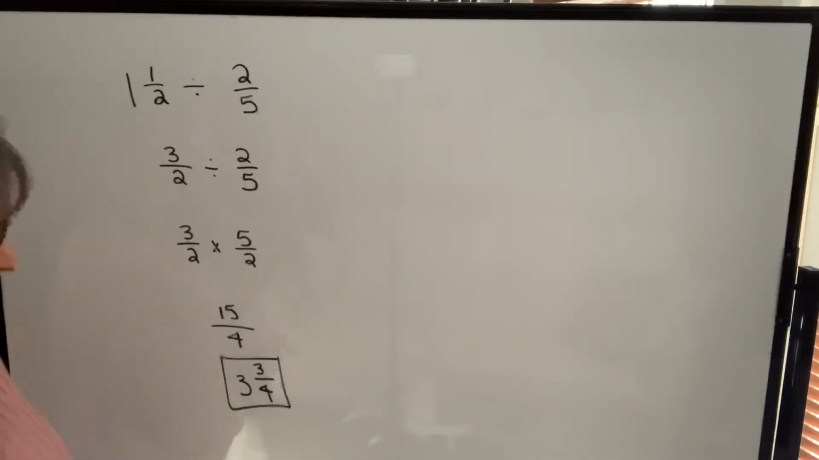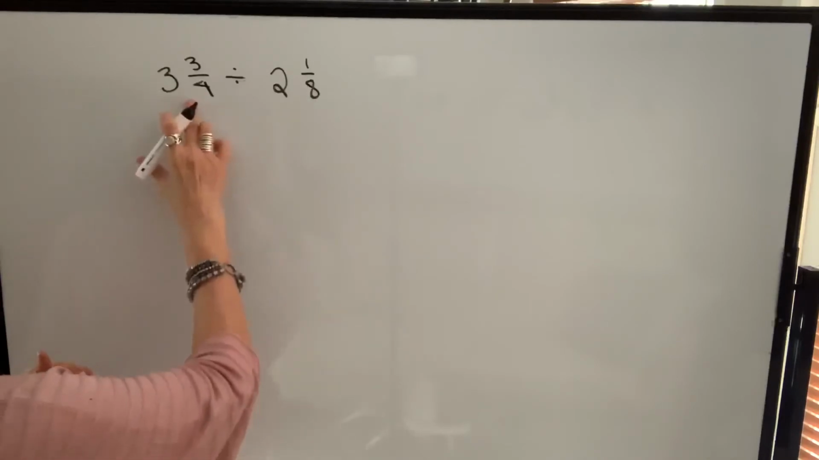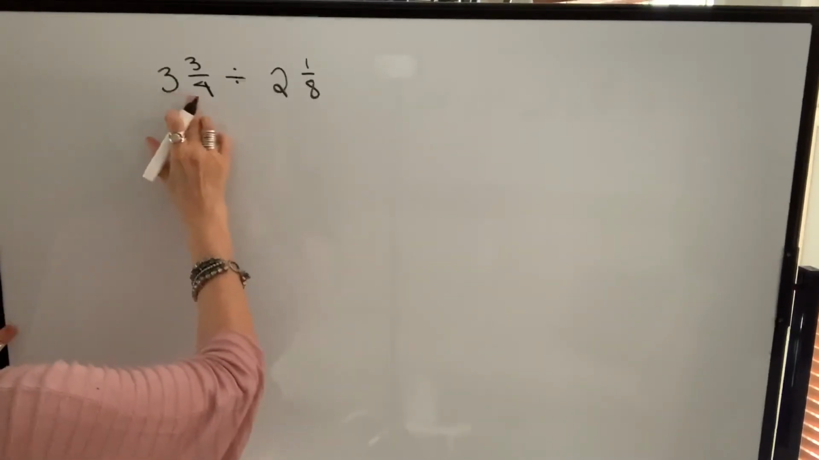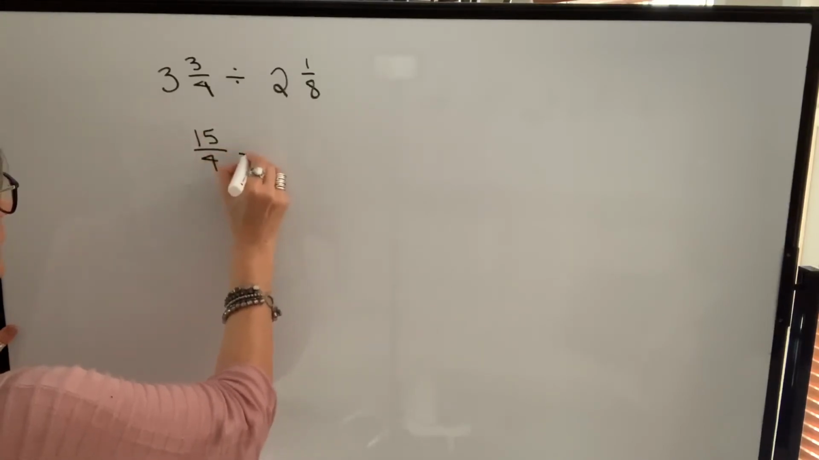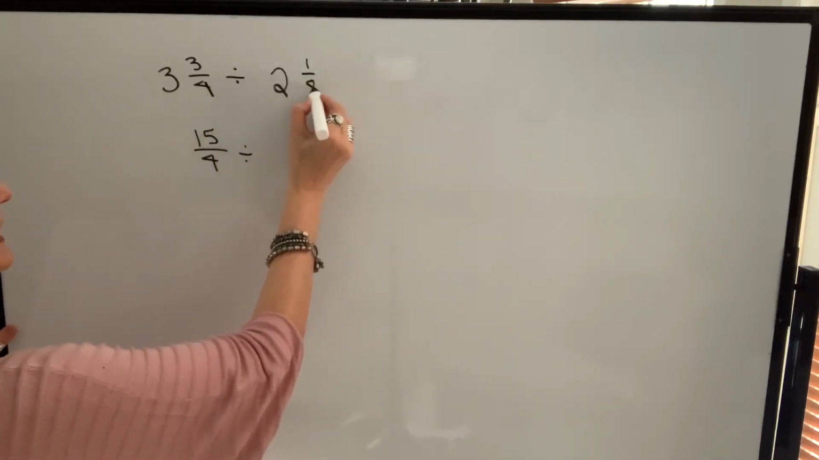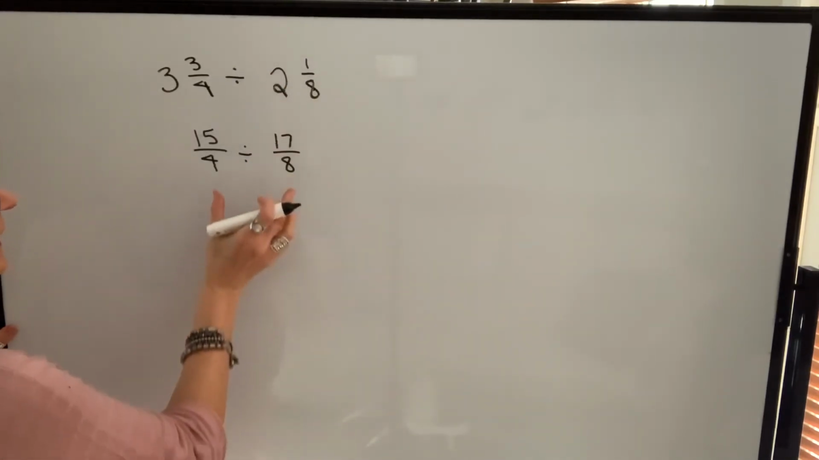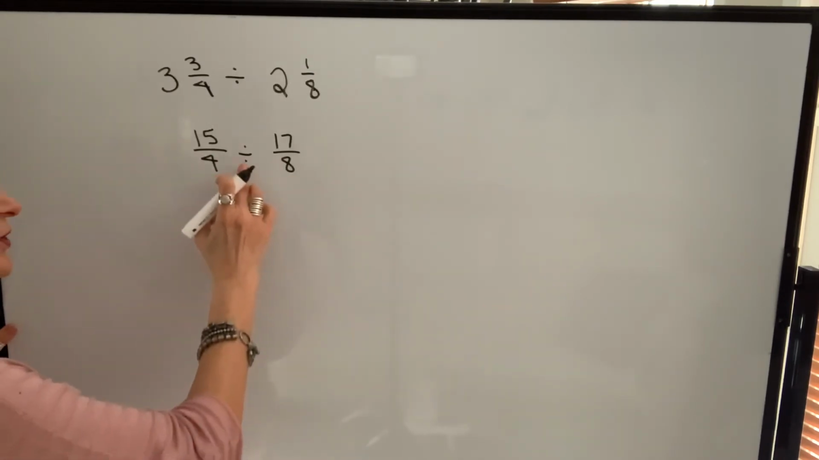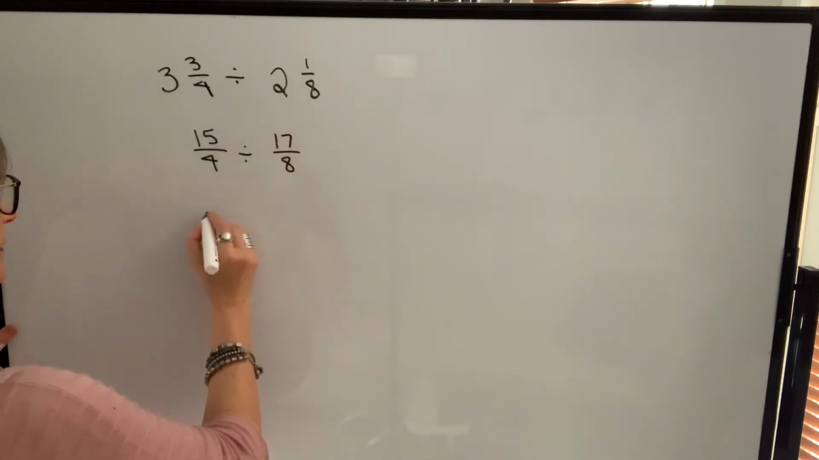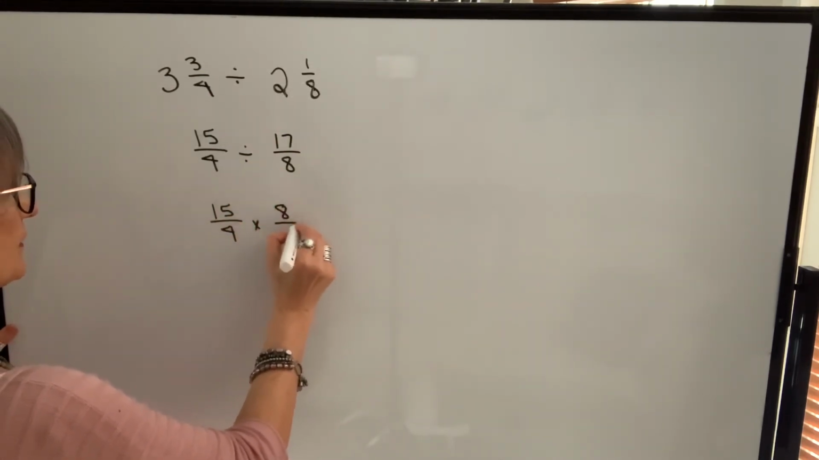Let's try a few more. I have 3 3/4 divided by 2 1/8. Before I do anything, I need to change these to improper fractions. 3 times 4 is 12, plus 3 is 15/4. 2 times 8 is 16, plus 1 is 17/8. Now that I have improper fractions, I can change this to multiplication and flip this. So this will be 15/4 times 8/17.